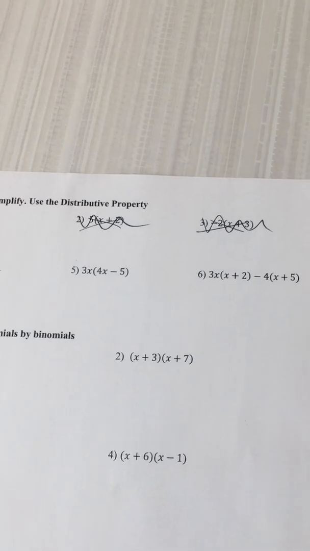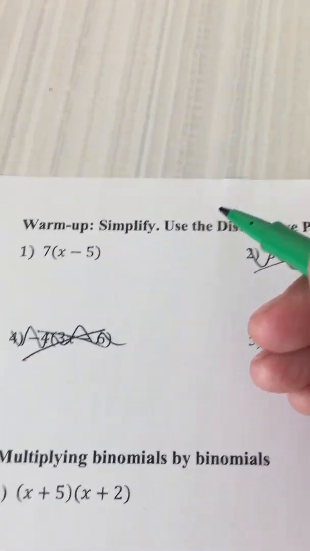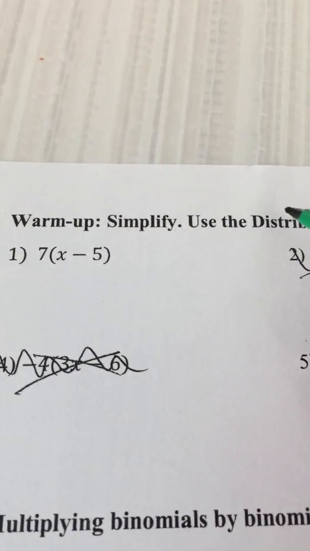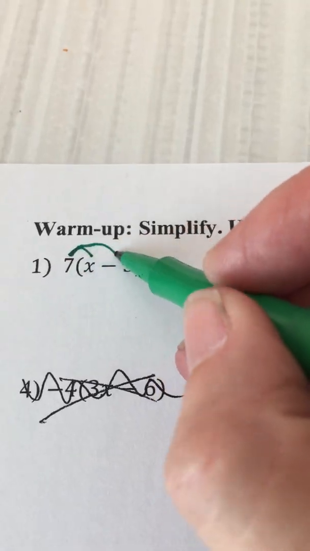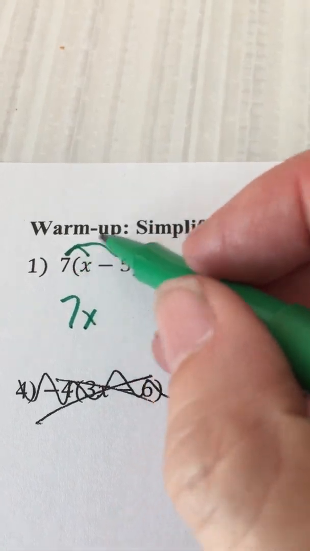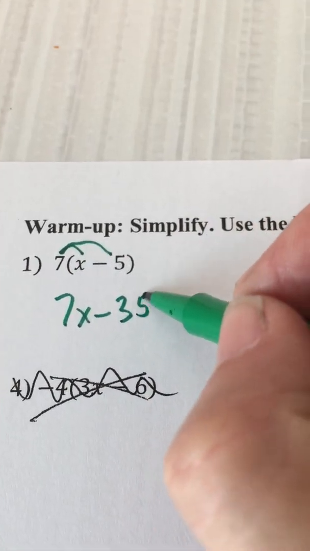So on the worksheet today, you're going to do that over and over. I've got the answers on here for the warm-up if you want to look at those. If you haven't done the warm-up, go do it first, and then you can come check your answers, so pause the video. If you've already done it, here we go. Check your answers. You have 7x, and 7 times 5 is a negative 35.